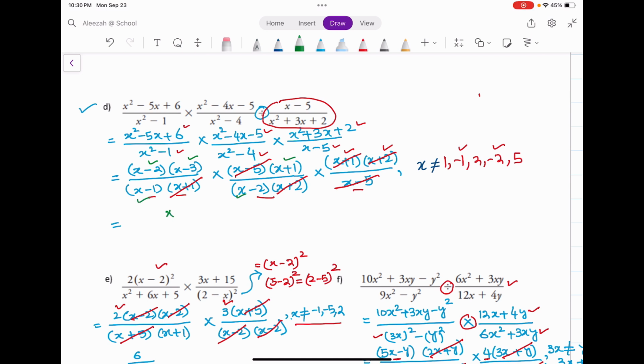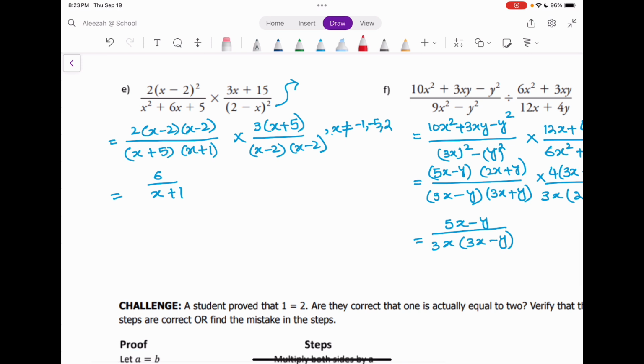So x minus, oh, x minus 2 also cancel out, right? So this and this cancel out. So what I'm left with, x minus 3 and this term, right? X plus 1. In the denominator, I have this one, which is x minus 1, and that's it. So that is my answer for this question.